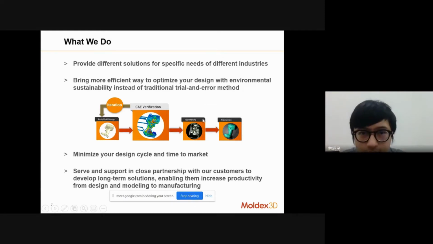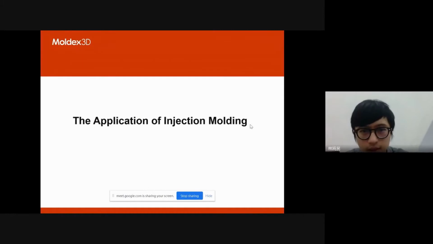So if you can see this illustration, at first we do the part and mold design. Then we use the CAE verification and do it again and again, repeating it till it meets our criteria. Then we start to do the tool making and do the production in the end. So this is our history. Then let's move to the application of injection molding.